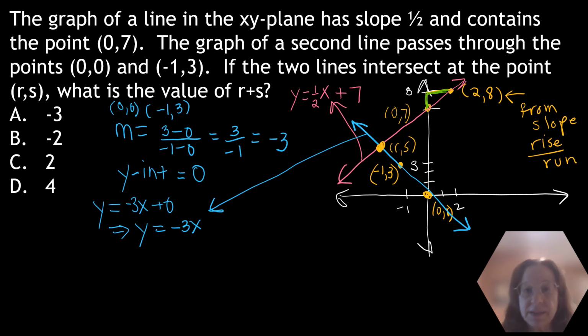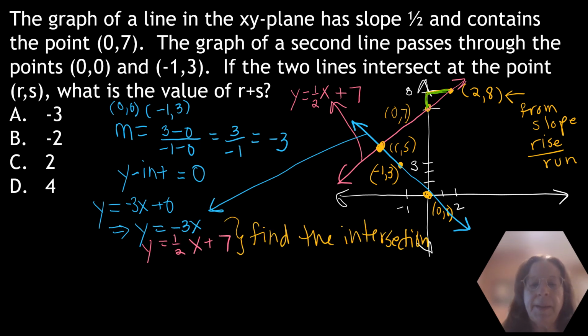So now we have two lines, and let's find the intersection of those two lines. We have y equals -3x and y equals 1/2 x plus 7, and we want to find the intersection. So we substitute. In the first, we have y equals -3x. So in the second equation, y equals 1/2 x plus 7, we substitute -3x everywhere we see y. So we have -3x equals 1/2 x plus 7.